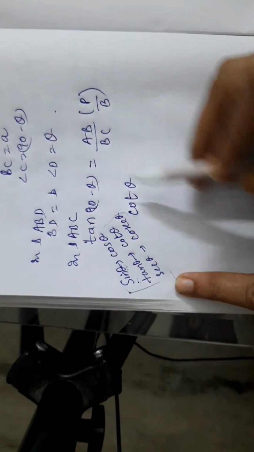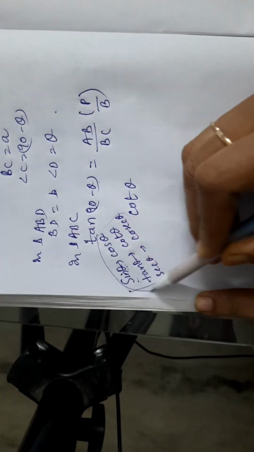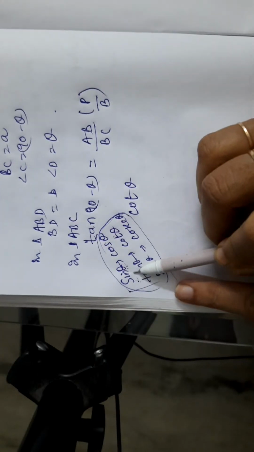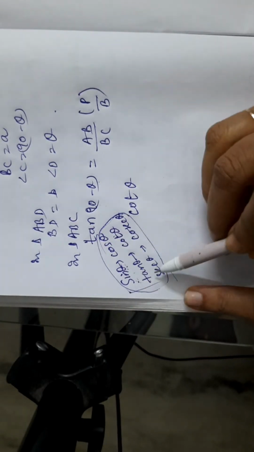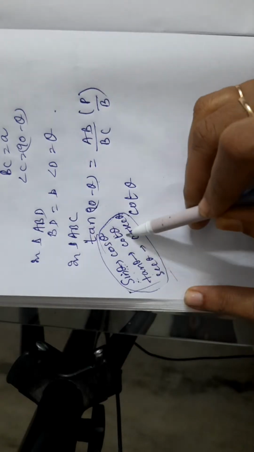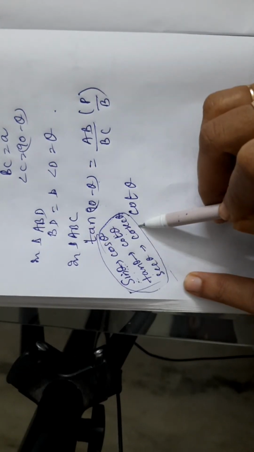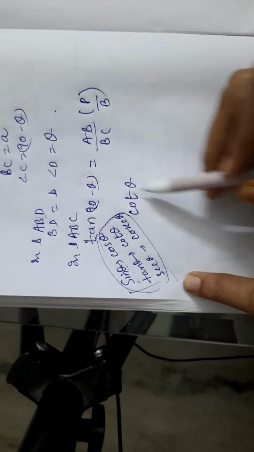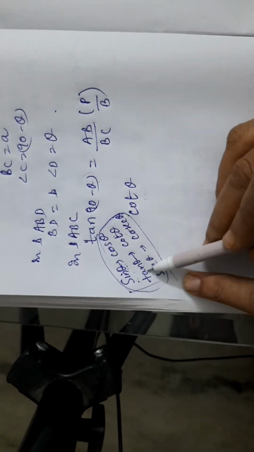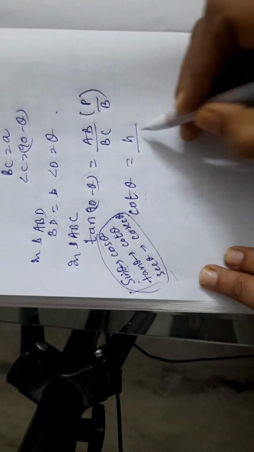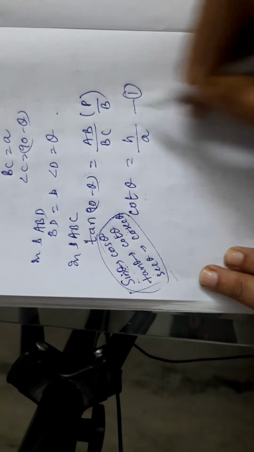Tan 90 minus theta. So just remember this relationship. If it is sin 90 minus theta, it will change as cos theta. If it is tan 90 minus theta, it will change as cot theta. If it is sec 90 minus theta, it will change as cosec theta. So tan 90 minus theta is there, so we'll write it as cot theta, as tan changes to cot, is equal to AB is H, BC is A. So this is the first equation.